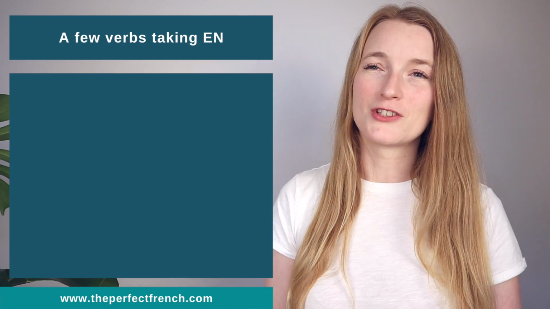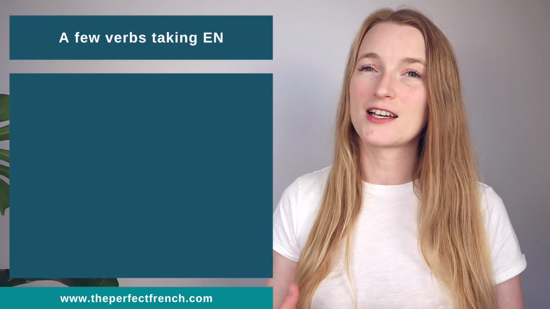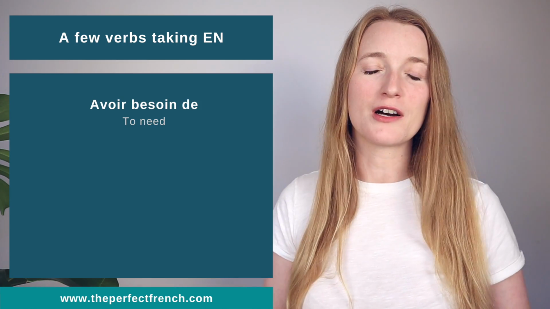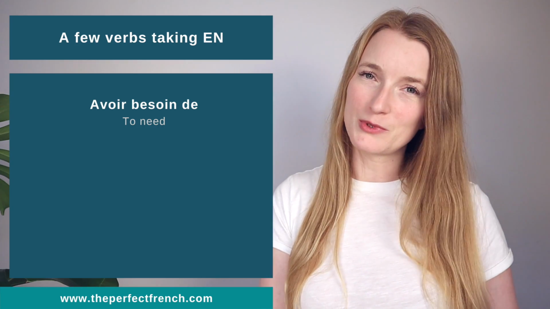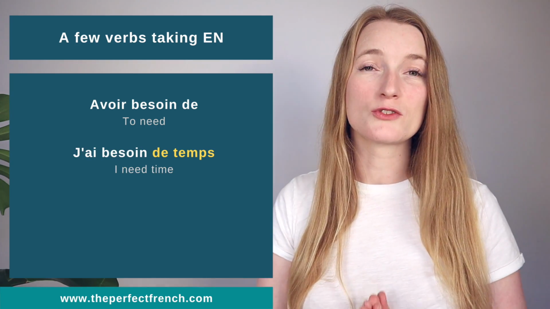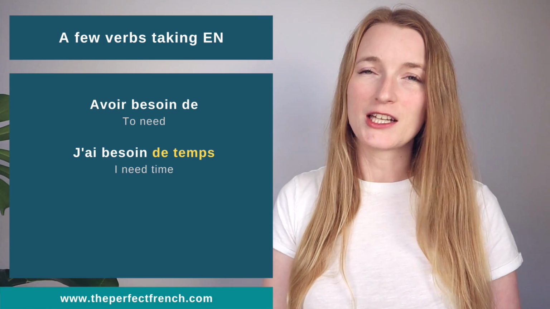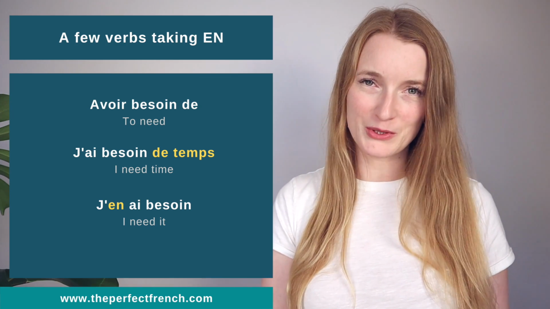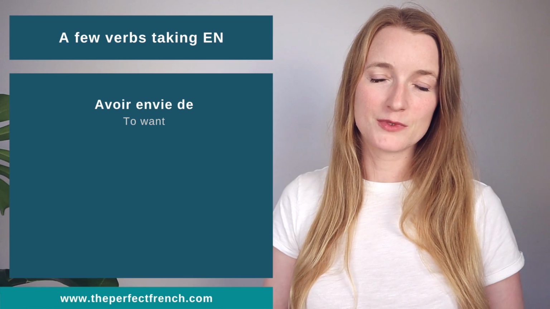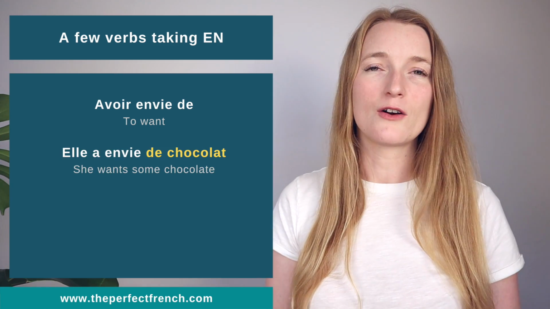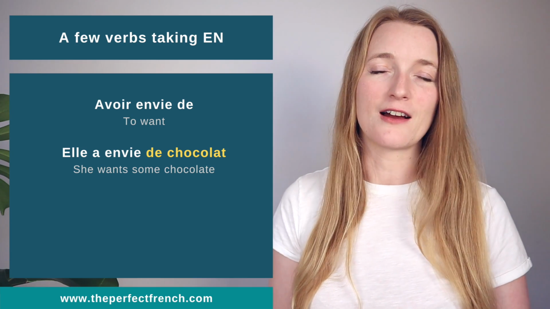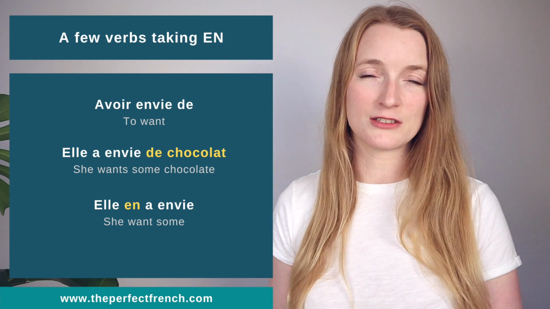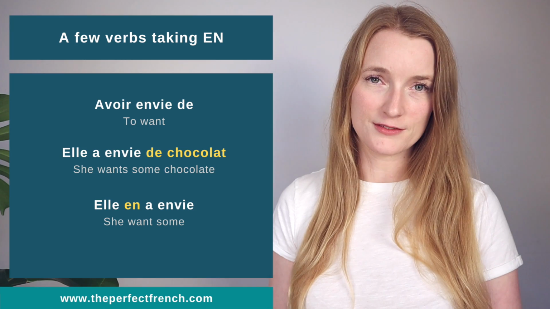Just like for y when we saw the verbs taking à, we have verbs taking de. One of the most common ones, avoir besoin de. J'ai besoin de temps. I need time. J'en ai besoin. Avoir envie de. Elle a envie de chocolat. De chocolat is going to be replaced by en. Elle en a envie.